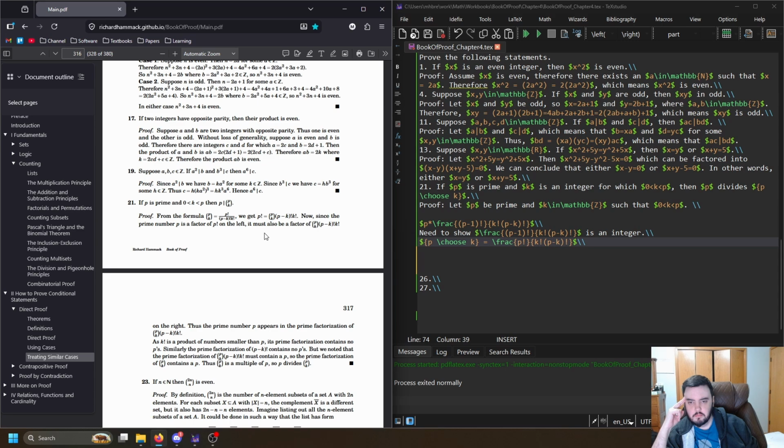Oh. Wait. Now, since the prime number p is a factor, it must also be a factor of this big thing, P choose K times P minus K factorial times K factorial. Okay. P appears in the prime factorization of that. Okay.